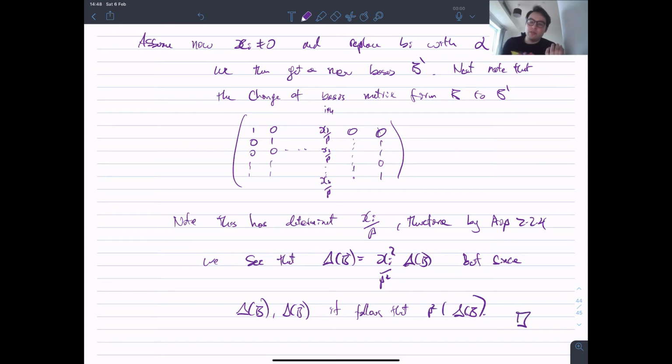What's the takeaway from this result? Say you were trying to find an integral basis. The first step that you do is you take a basis and you make it of algebraic integers. That's actually not so hard to do, but it might not be an integral basis.